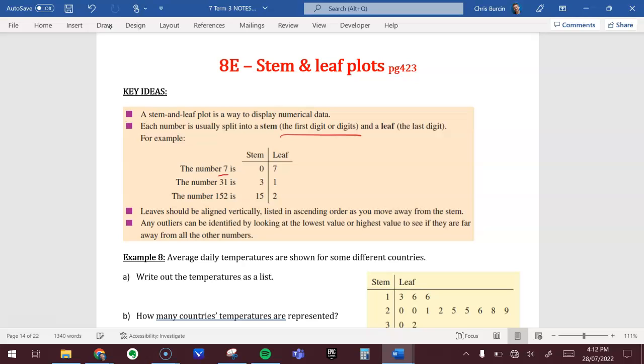So the number 7, the stem is 0, and the leaf is 7, because we've got to put something in the stem column. The number 31 is 3 in the stem and 1 in the leaf. When we get a 3-digit number like 152, we put the 15 there and the last number then. You're thinking, why would I ever do that?